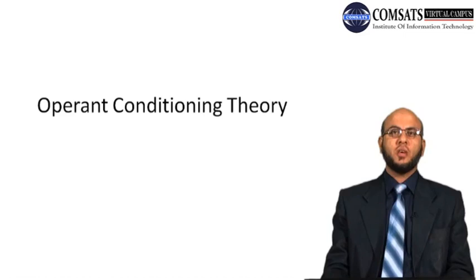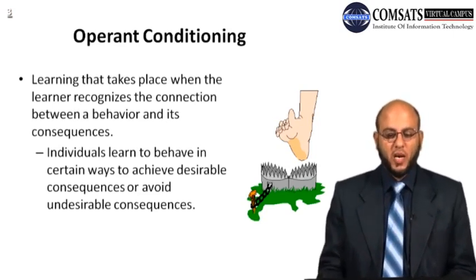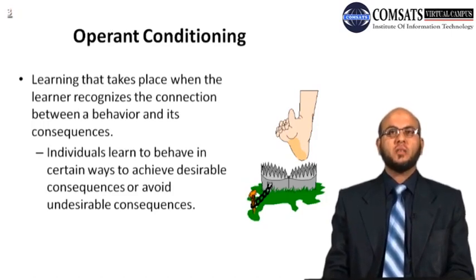So getting into the details of this operant conditioning theory will enable us to understand the theory in detail. It says that operant conditioning is about learning that takes place when the learner recognizes the connection between a behavior and its consequences. This is a very simple definition of operant conditioning: we generally adopt those behaviors that result in positive consequences, and we try to avoid those behaviors which result in negative consequences. Those whose result is good, the result we want, which seems good to us, we try to perform again and again. Those whose consequence is negative, bad, harsh, bitter, we try not to adopt such behavior whose consequence is bad.